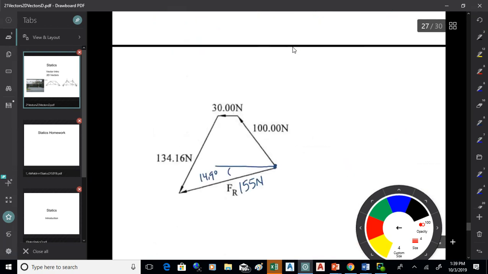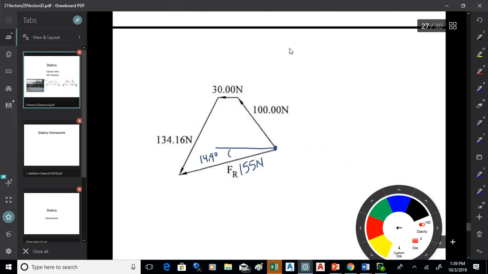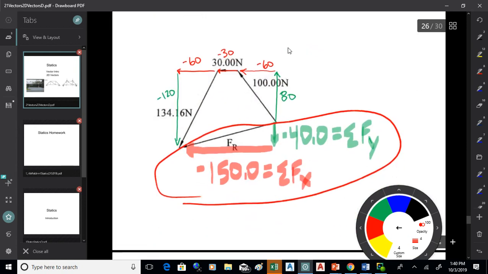All right, now the next step, of course, is going to be 3D. So let's have a look at that. All right? So let's have a look at some three-dimensional stuff.